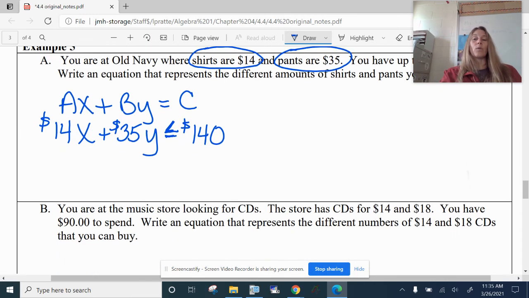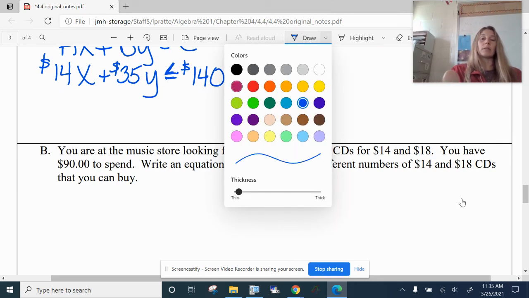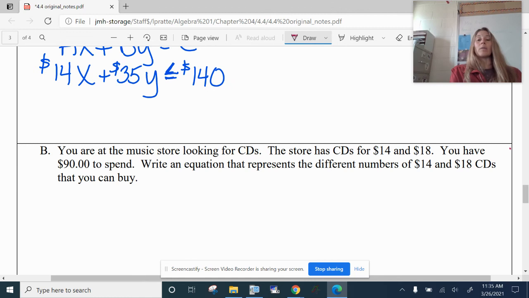So looking at the next question, which is a little outdated, as you can see, because we're not really into CDs too much anymore, but we're at a music store. The store was selling CDs for 2 different prices. So maybe there was some on sale for 14, and then you have the full price of 18. If you don't want to think about CDs, you could think about any 2 things that you would be buying for those amounts of money.